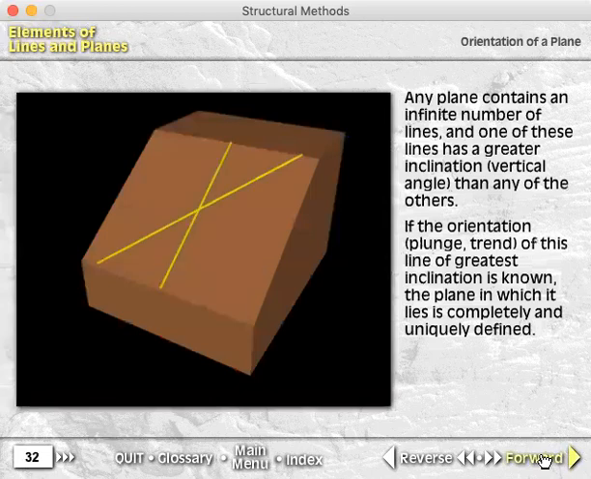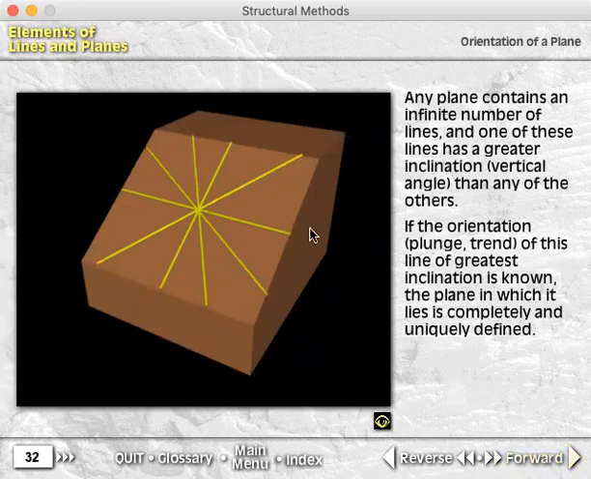Any plane contains an infinite number of lines, and one of these lines has a greater inclination, vertical angle, than any of the others. If the orientation, plunge, trend of this line of greatest inclination is known, the plane in which it lies is completely and uniquely defined.